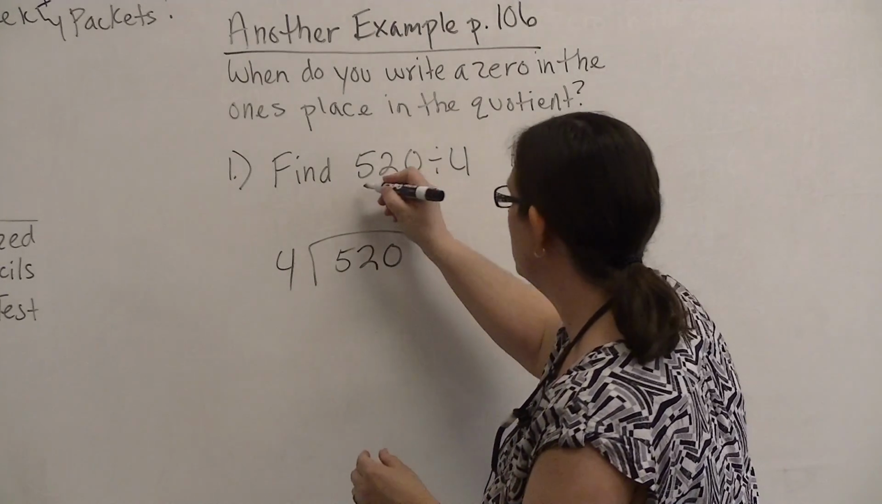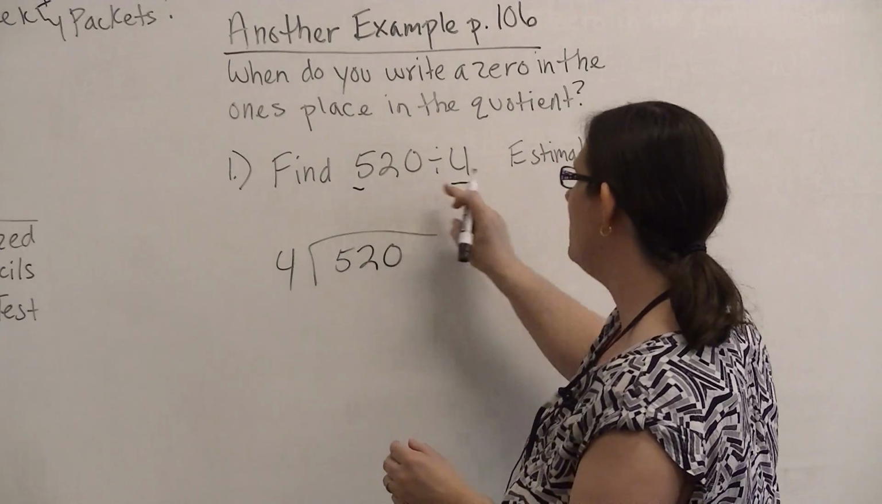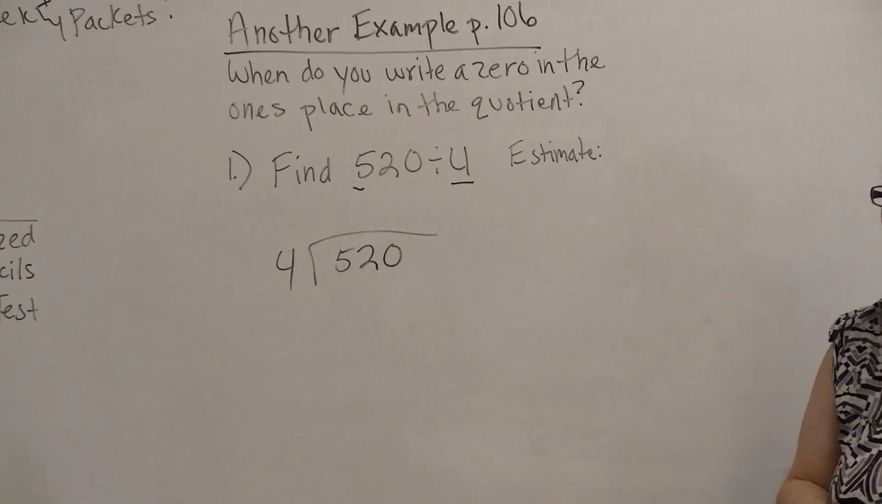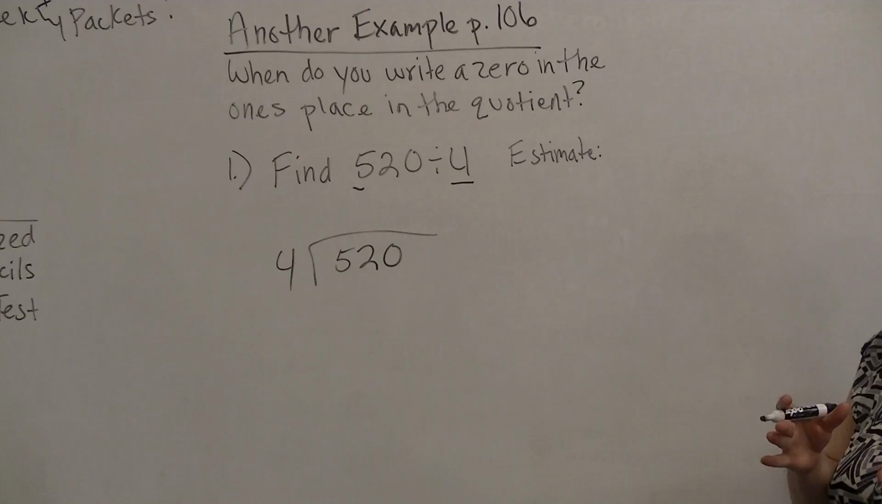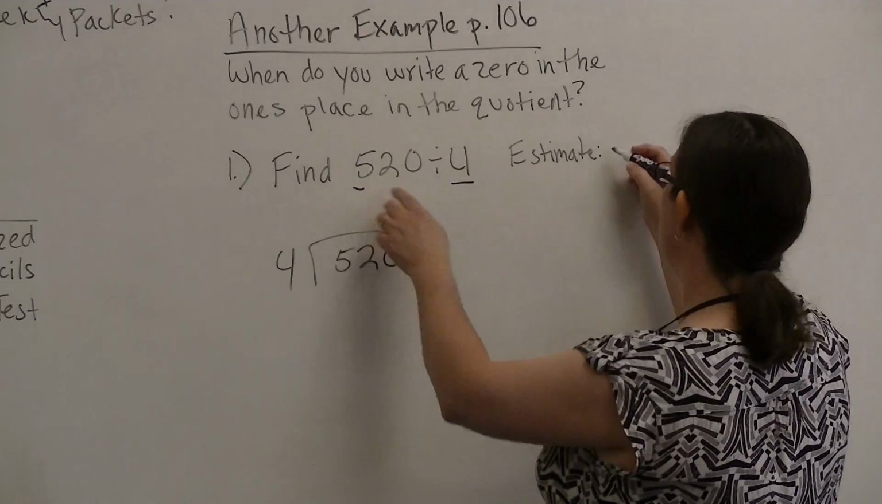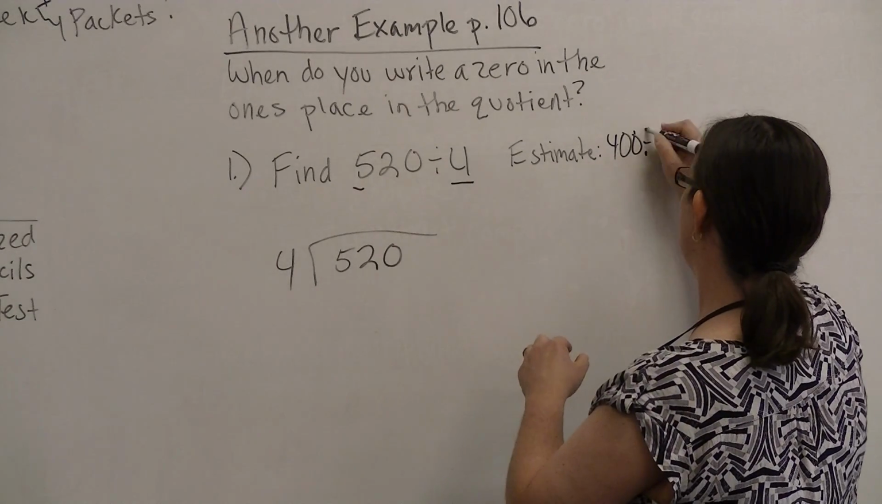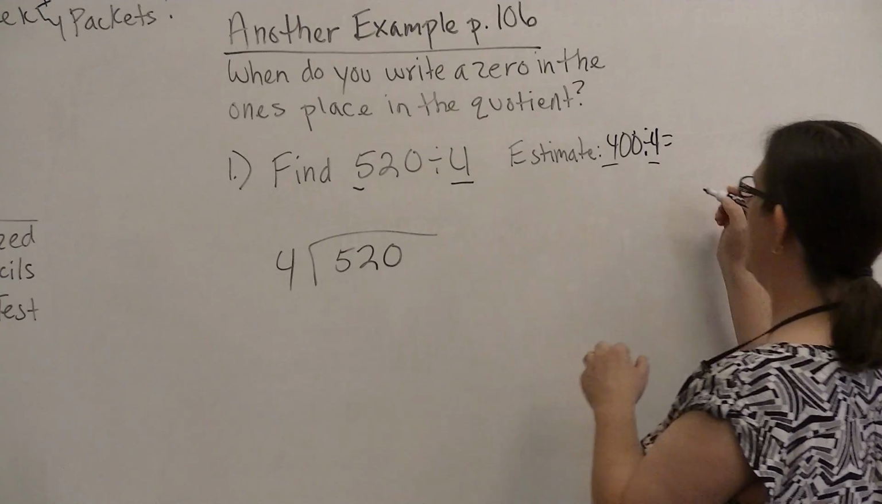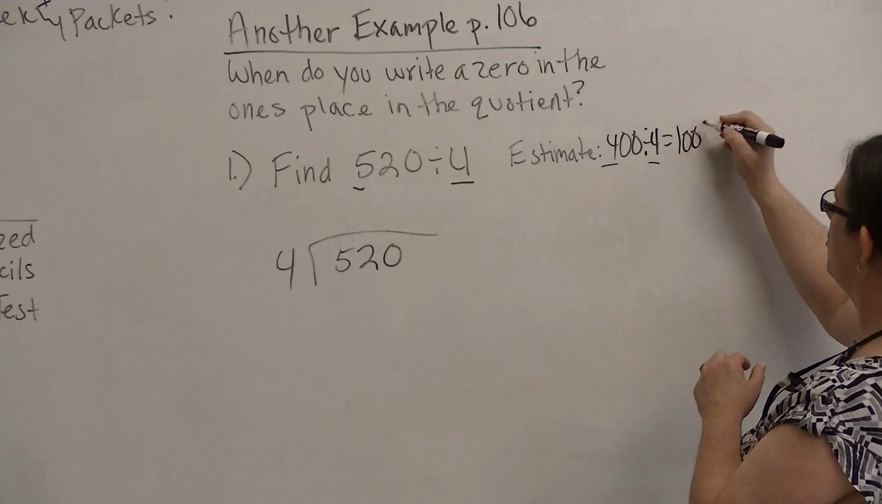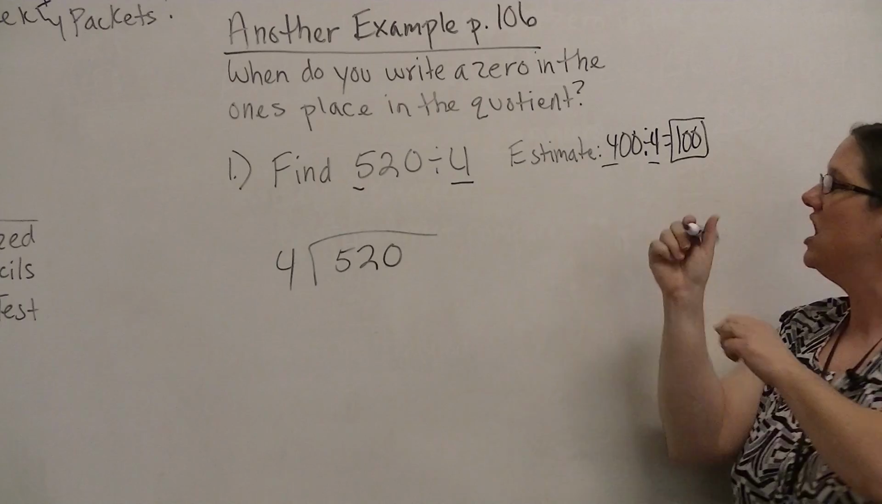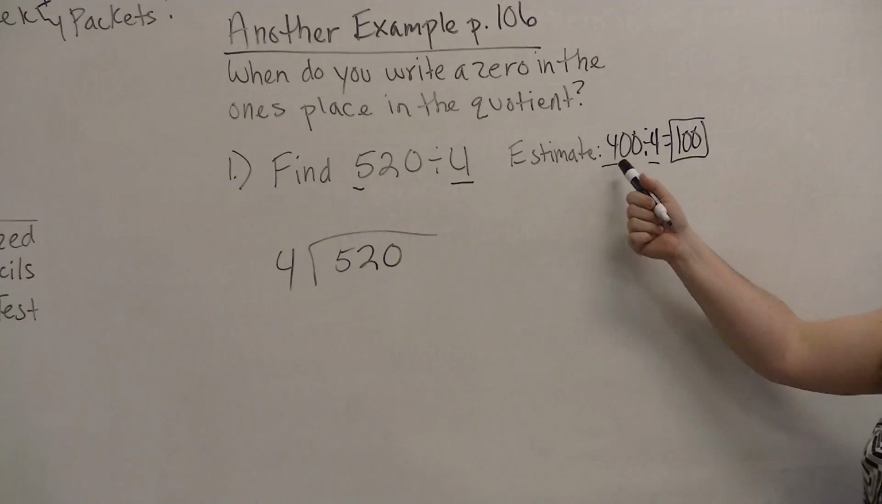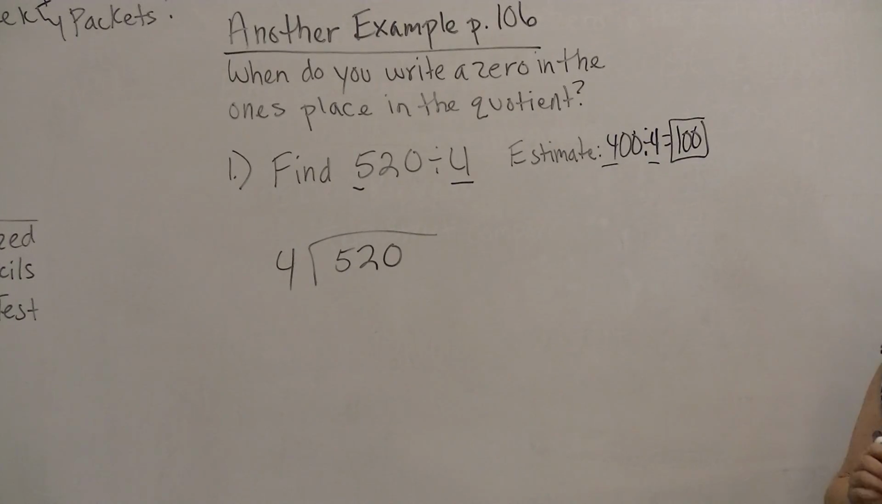Again, last time we said look at your first digits. 5 is not compatible to 4. So they changed the 5 to a closer number that is, and that is 4. So they changed that to 400 divided by 4. And 4 divided by 4 is 1, and you add your 0. So our first estimate here is about 400, and we see that we start again in the hundreds place.